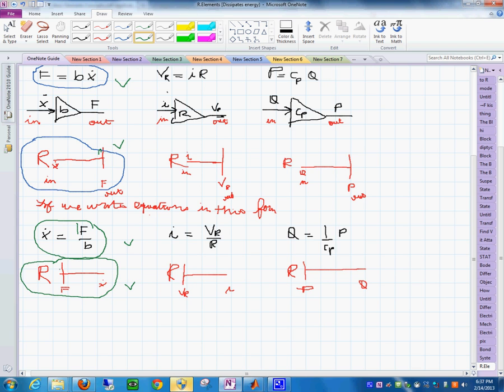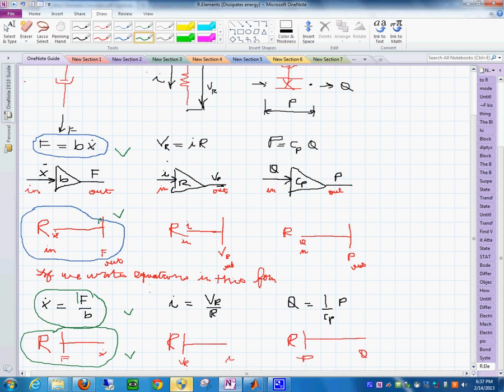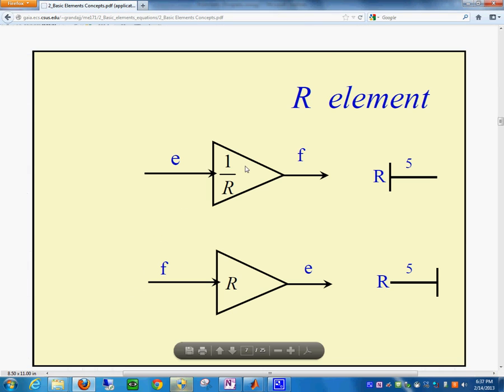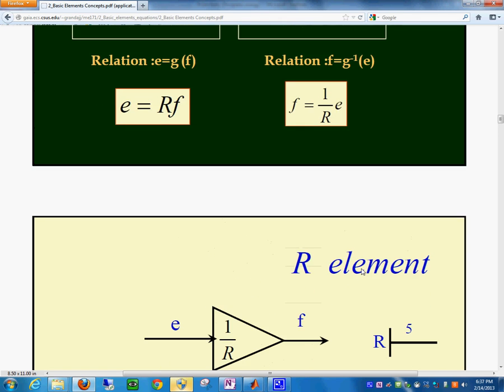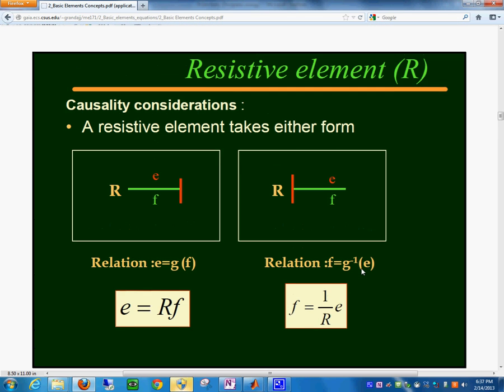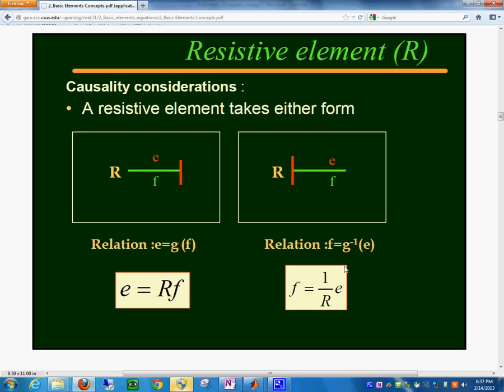But I would like to turn your attention now to the slide that I was showing you. See here, if F is the output, you have E is 1 over R, you have this form. But if E is the output, you have F times R equals this. So that's what I was trying to say, set in a perhaps better way, with colors and everything.